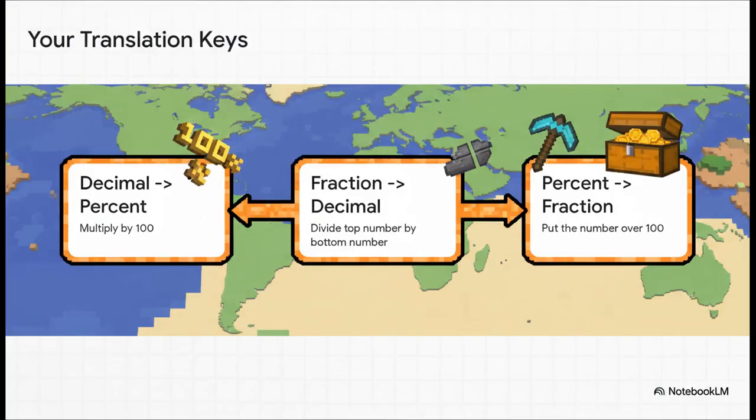And here are your secret translation keys. It's actually really simple. To go from a decimal to a percent, you just multiply by 100. To turn a fraction into a decimal, just divide the top number by the bottom one. And to go from a percentage back to a fraction, just remember that percent literally means per 100. So you just put that number over 100. That's it. These are your keys to the kingdom.